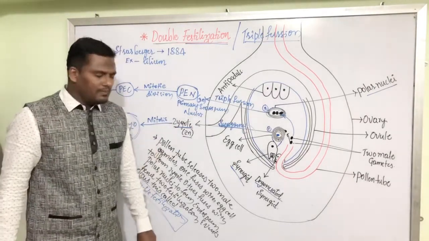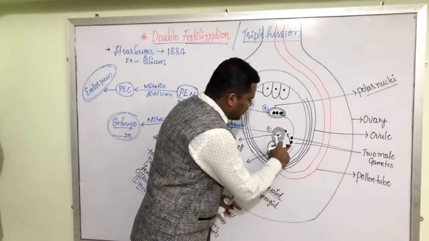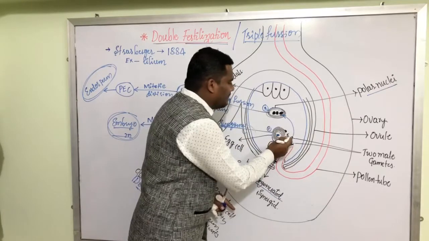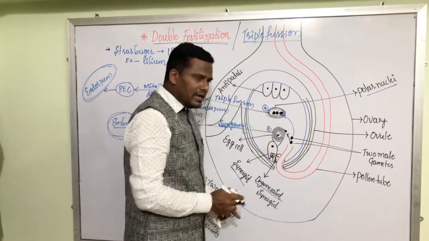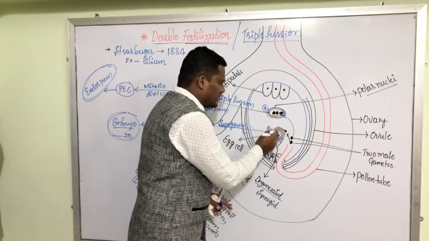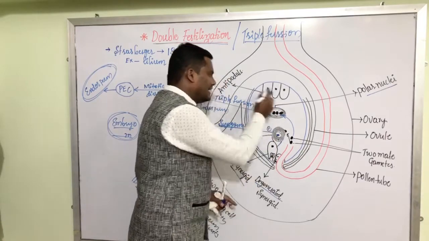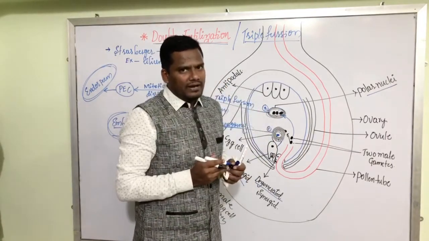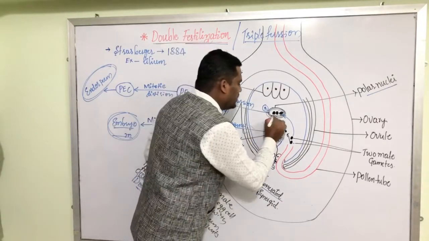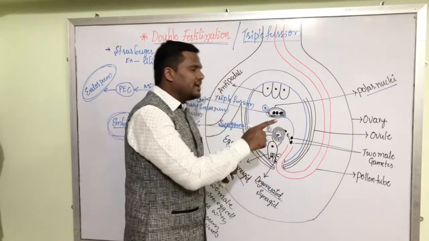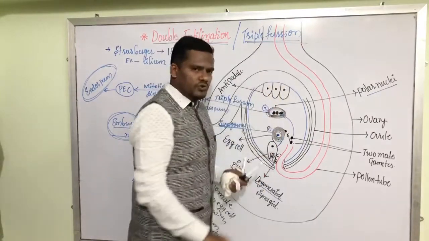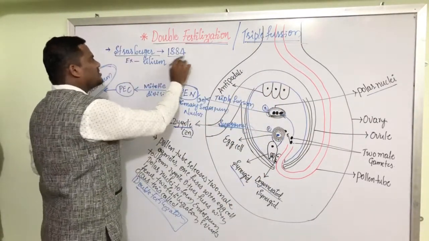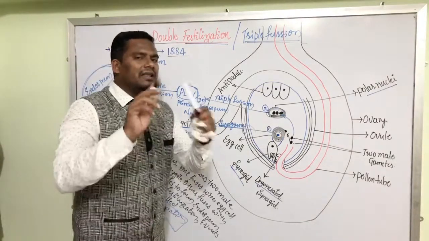Double fertilization means the pollen tube releases the 2 male gametes. One male gamete fuses with the egg cell, the other male gamete fuses with the secondary nucleus. That means there are 2 fertilization events taking place in the entire embryo sac. This is called double fertilization. Here 3 nuclei get fused, so it is also called triple fusion. It was first discovered by the scientist Strasburger in the year 1884 in the lilium plant.